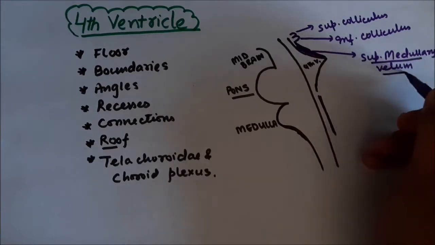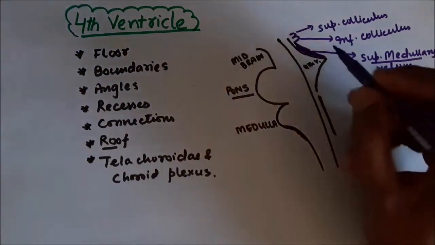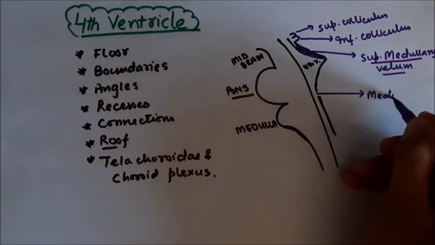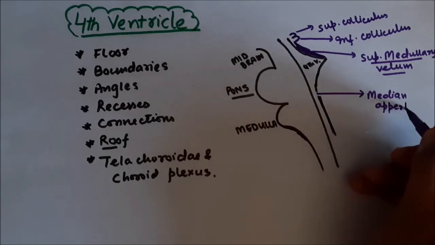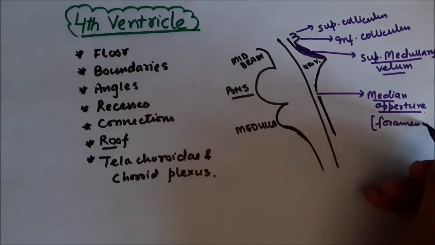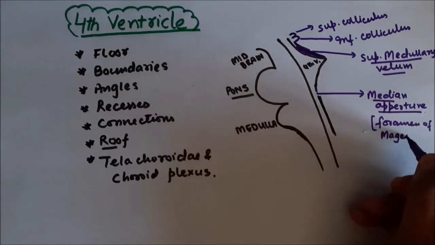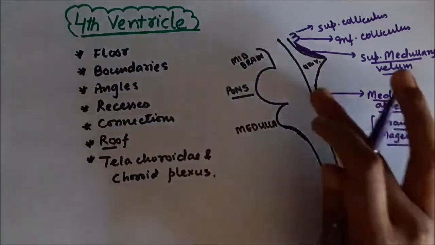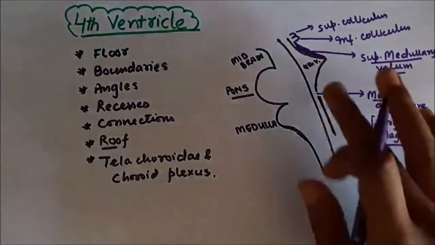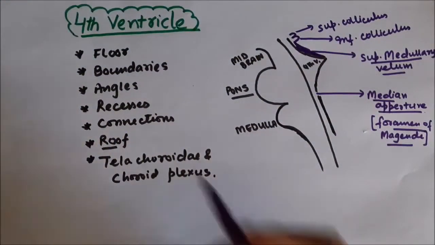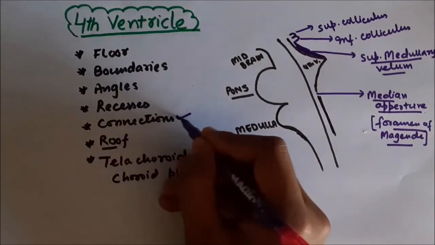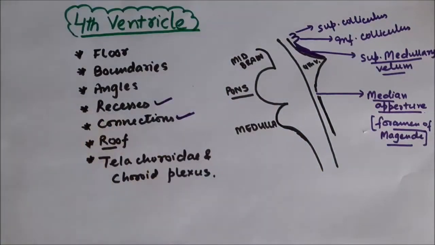As we can understand, these structures contribute to the roof of the fourth ventricle. Again, in the roof there is an aperture which is called the median aperture, median foramen, or a special name is given to it, the foramen of Magendie. Through this foramen, the cavity of the fourth ventricle communicates with the cisterna magna, which is part of the subarachnoid space. We will understand that in a separate diagram. So let us first discuss the connections of the fourth ventricle.